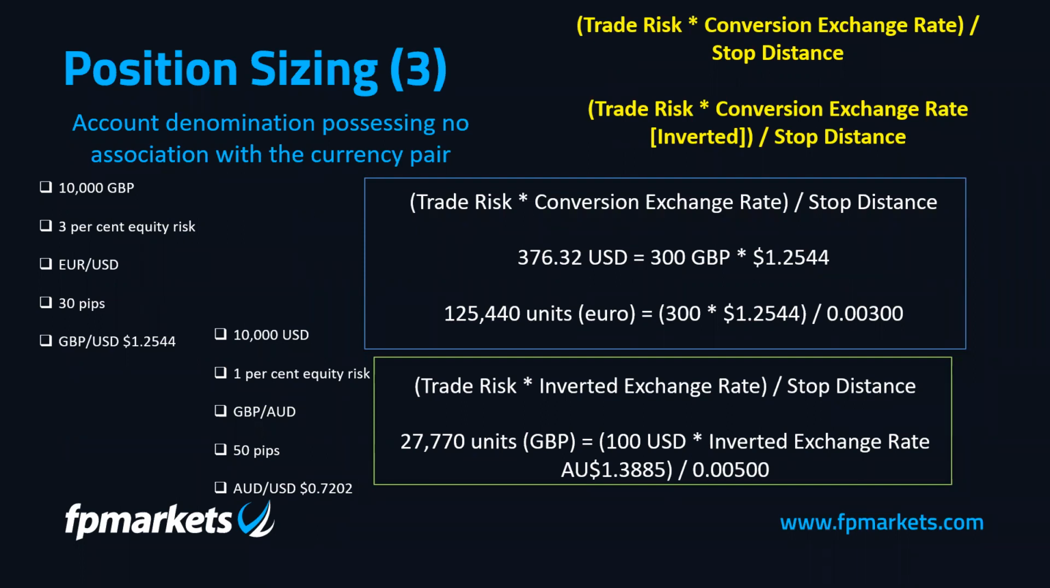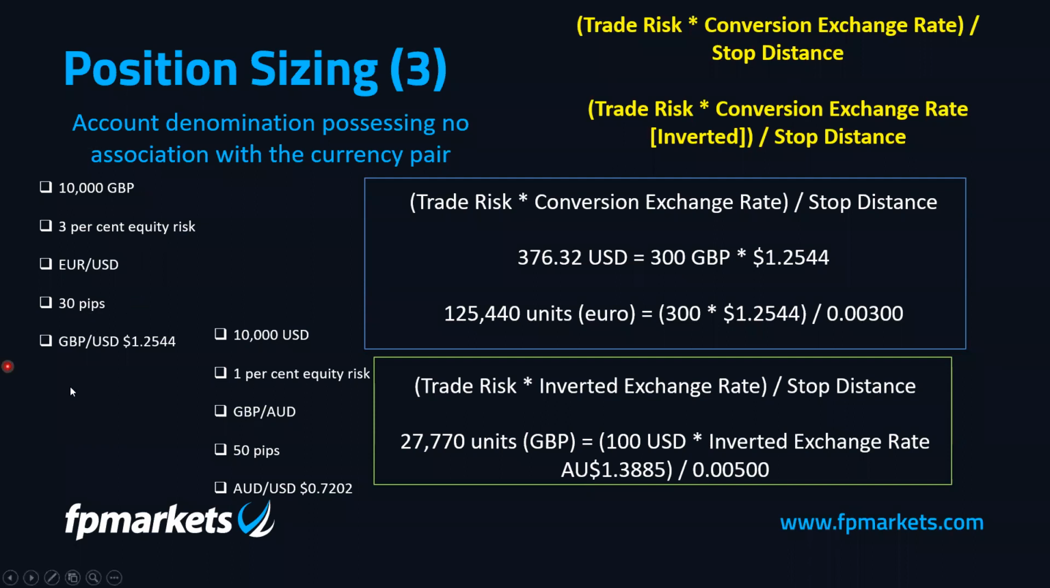Okay, so we will first attempt to tackle a position size calculation for accounts denominated in the same currency as the currency pair's conversion base currency, using the formula here. So this is the formula we're looking at. This will make sense very soon, I hope. Trade risk multiplied by the conversion exchange rate divided by the stop distance. So it's always divided by the stop distance, guys. Right, so a conversion currency pair exchange rate is necessary to accurately express the size of a trader's position, right? So this should be clearer. Let's just get onto an example and this should be a lot clearer.